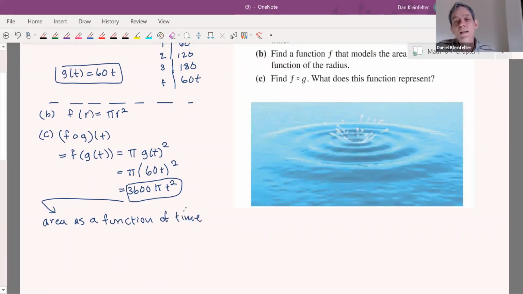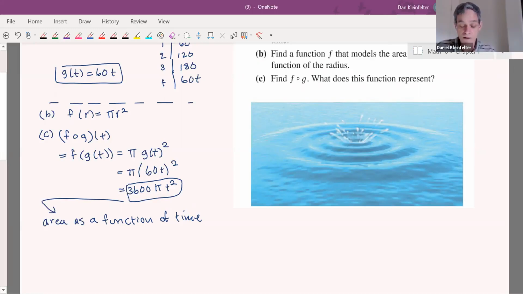So normally we think of area, okay, area of a circle, pi r squared. The area of a circle depends on what the radius is. But the thing here is that the radius itself depends on time. So we can kind of skip the middleman and say, okay, well, how does the area depend on time? And it's through this function composition, basically.